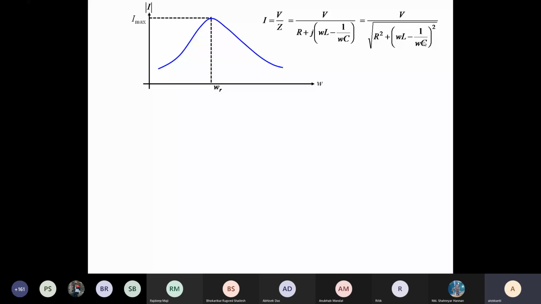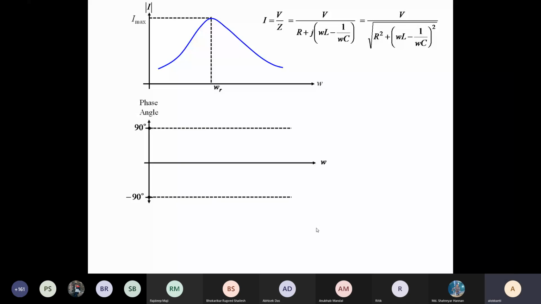So the resonant frequency is the frequency where the reactive impedance vanishes. Obviously, it has to be an RLC circuit. There has to be L as well as C, because one is going to cancel the other. If you just have RL, it will not happen. The L effect and the C effect cancel each other, and the net value of the impedance is just the resistance, and at that time you get the maximum current.